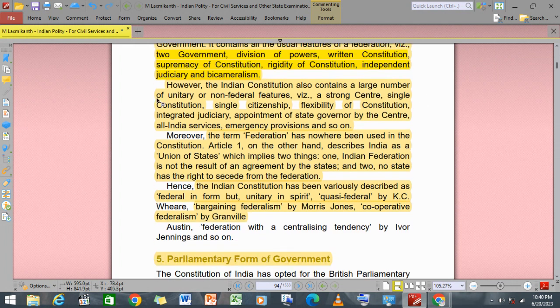However, the Indian Constitution retains a large number of unitary and non-federal features: a strong center, single constitution, single citizenship, flexibility of constitution, integrated judiciary, appointment of state governors by the center, all India services, emergency provisions, and so on. So it is a blend of both rigidity and flexibility, with a unitary bias but also promoting the federal system of government.